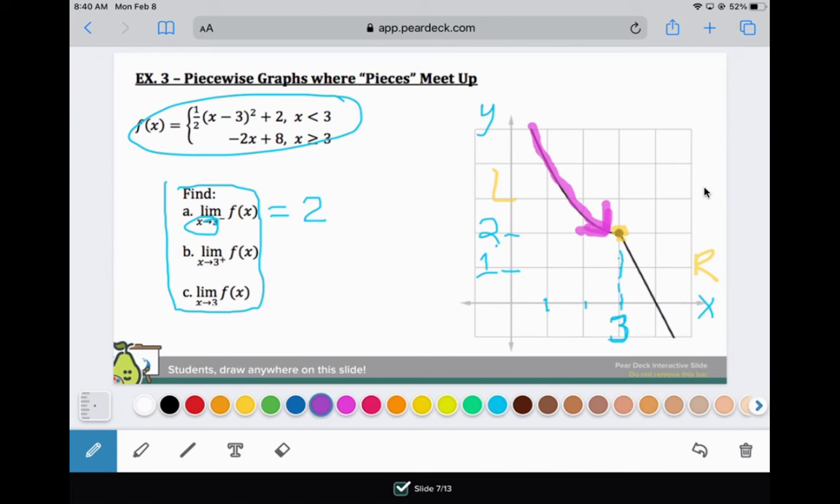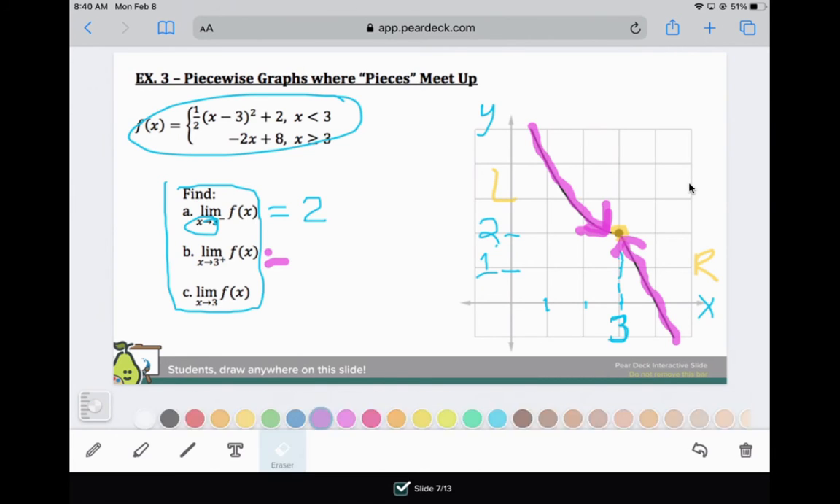Let's find the limit from the right. It's approaching from the right, going toward that value. What is that y value? It gets closer and closer to, coming from the right side. I have 2 and 3. Which one? When I'm asking for the limit, I'm asking for the y values. It's 2. Okay. So be very careful.